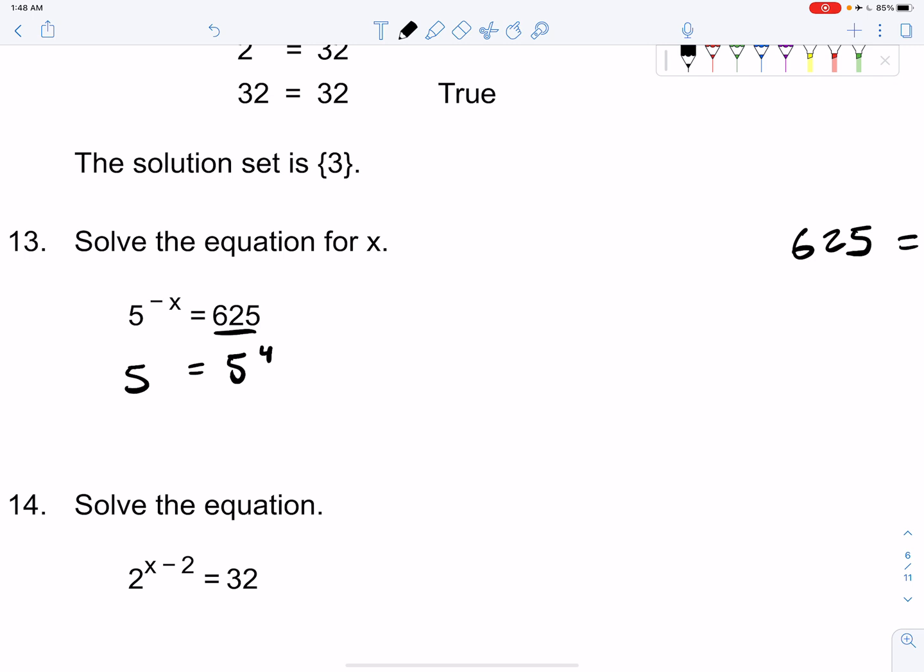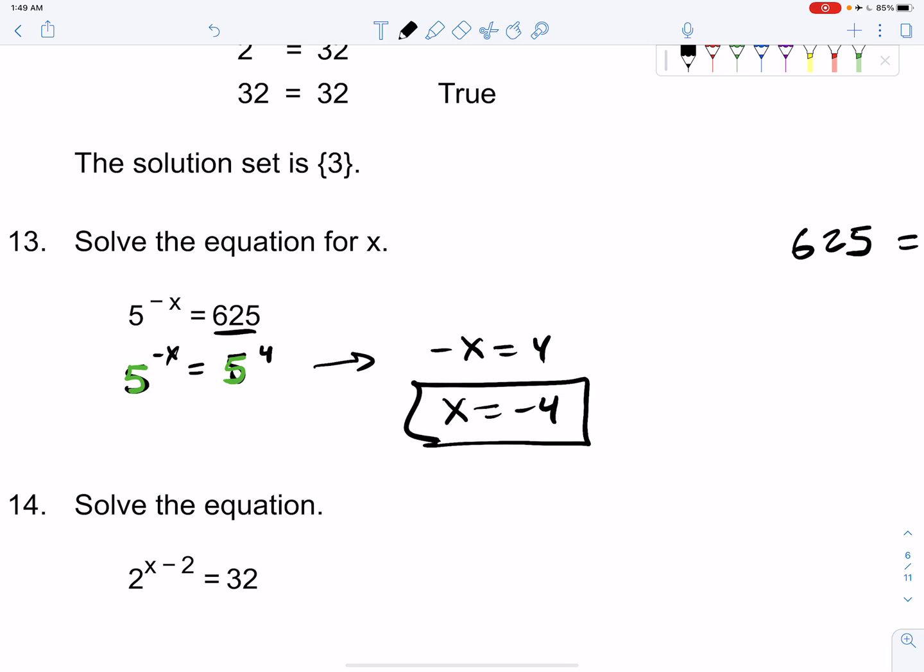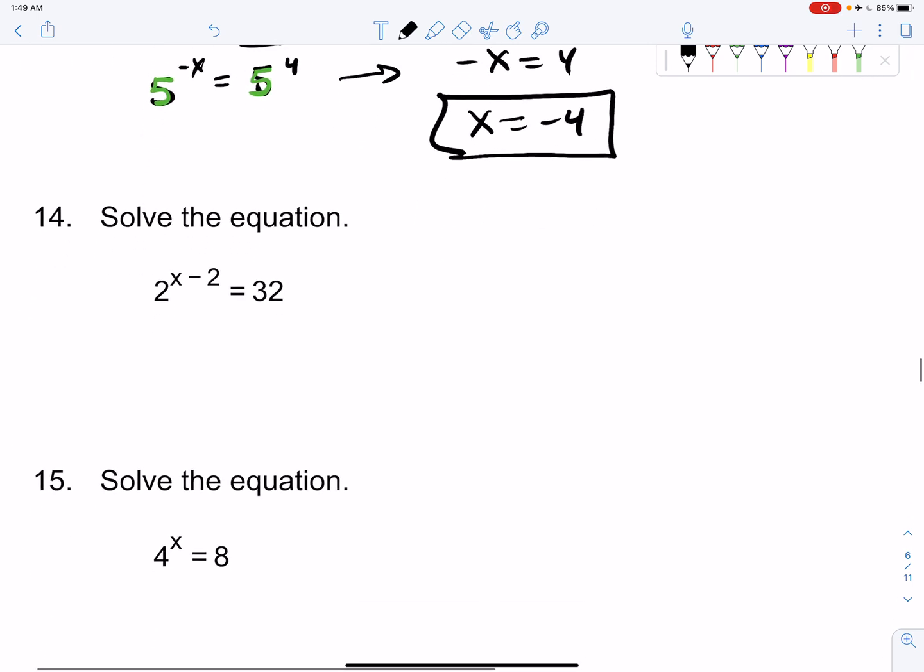Now I got 5 raised to the negative x on the left. And since the bases are the same, once again, the bases are identical. Therefore, we can rewrite this as negative x equals 4. So x equals negative 4 by multiplying both sides by negative 1. All right, let's keep this going.